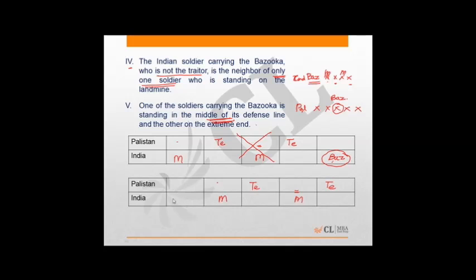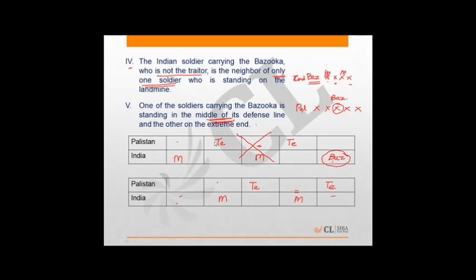Let's look at this scenario. Can we have the Indian soldier carrying the bazooka over here? Yes. Can we have the Indian soldier carrying a bazooka over here? Yes. In both the cases, the Indian soldier carrying the bazooka is at the extreme end and is also standing next to this Indian soldier who is on the landmine.